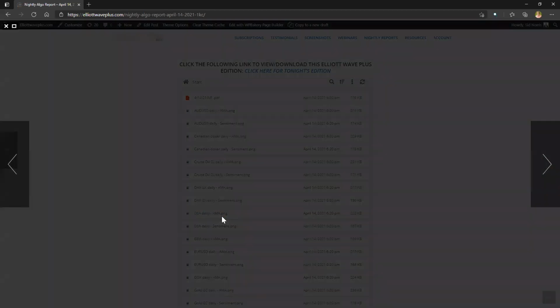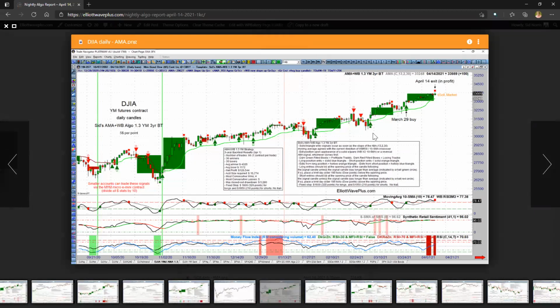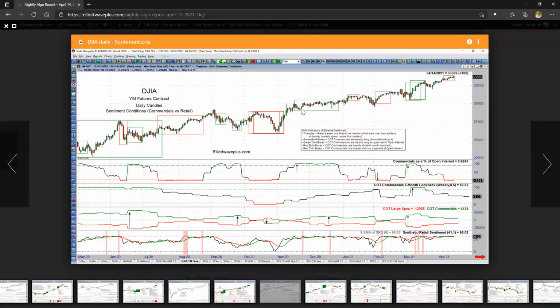Let's go back to the Dow Jones Industrial Average, and we'll see the same thing that I'm showing you live on my Trade Navigator platform, that we had been on a buy signal on the algo since March 29, and we just got an exit signal today at the close. Oh, by the way, every night you also get a sentiment conditions screenshot on as many items as sentiment data is available. You'll notice on the Dow Jones Industrial Average, we have commercials as a percent of open interest that all of a sudden are looking to the downside.